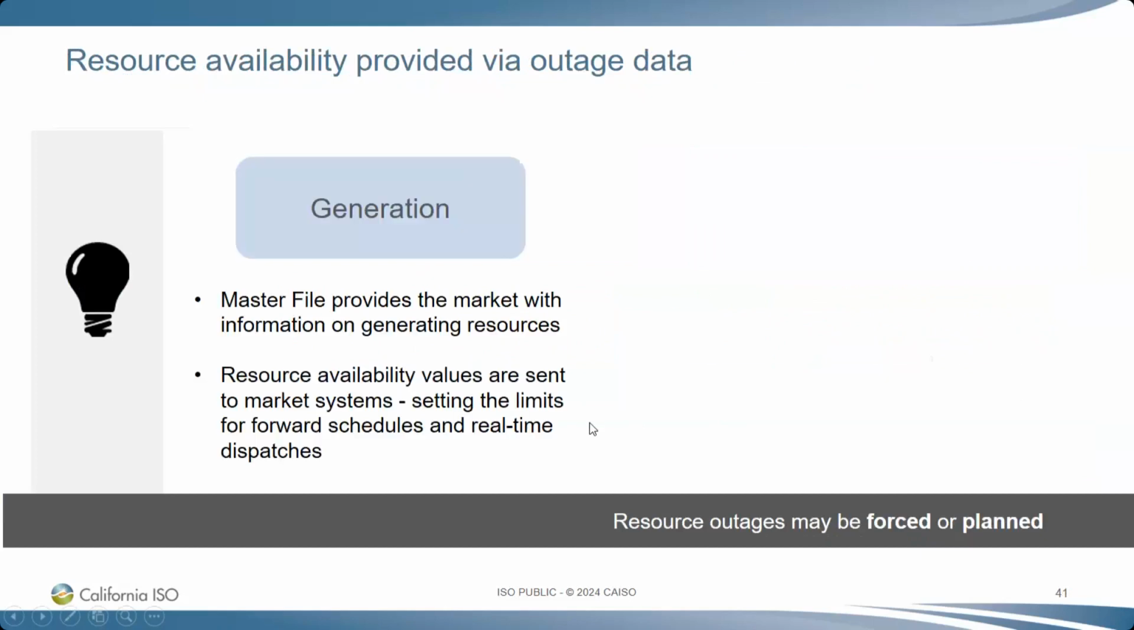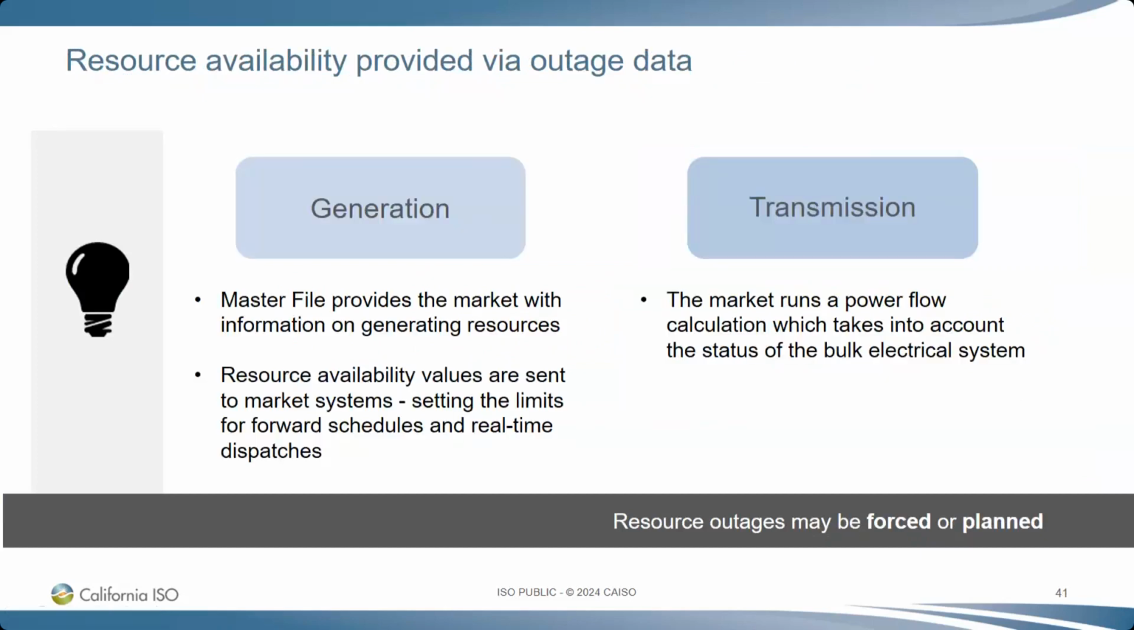There are outages for both generation and transmission resources, and we also look at planned outages and maintenance outages. For generation, the master file provides the market with all of the information about your resource. Resource availability values are then sent to market systems. They can help set the limits for forward schedules and real-time dispatches, where for transmission, they're running power flow calculations taking into account the status of the bulk electric system.